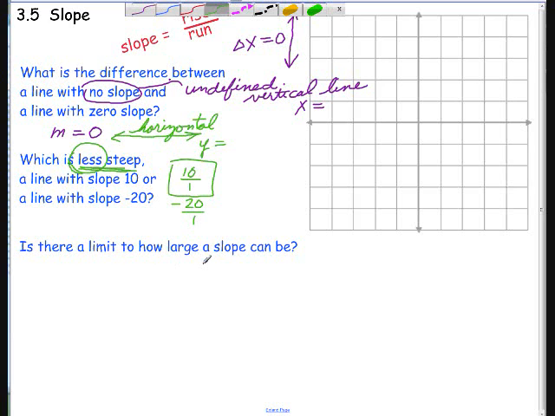Is there a limit to how large a slope can be? We might say, is there a limit to how steep a slope is? The answer is no. There is no limit to how large a slope can be. It could be 1 million.